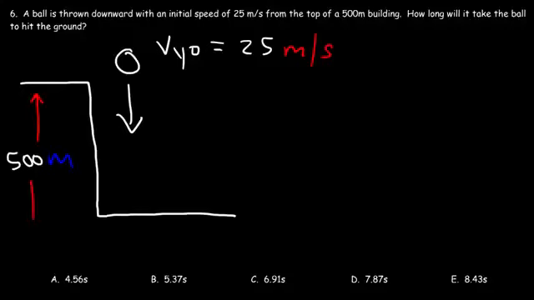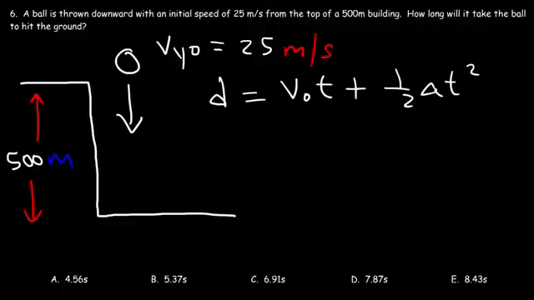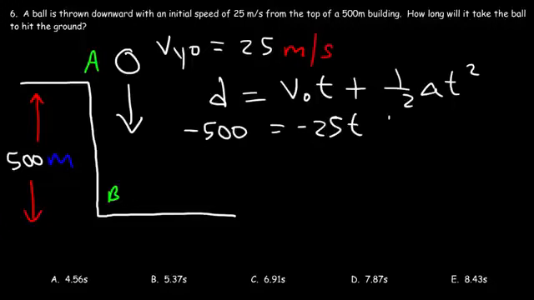However, we could use the same formula to calculate the time. So the vertical displacement is going to be equal to the initial speed multiplied by the time plus 1/2 at squared. Now the displacement in the y direction as we move from position A to position B is still negative. It's negative 500 in this example. And the velocity in the y direction is negative as well because the ball is moving in a negative y direction. So this is going to be negative 25 times t.